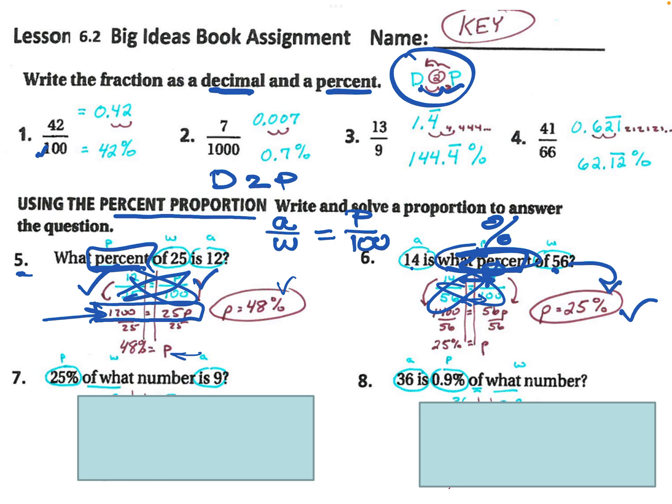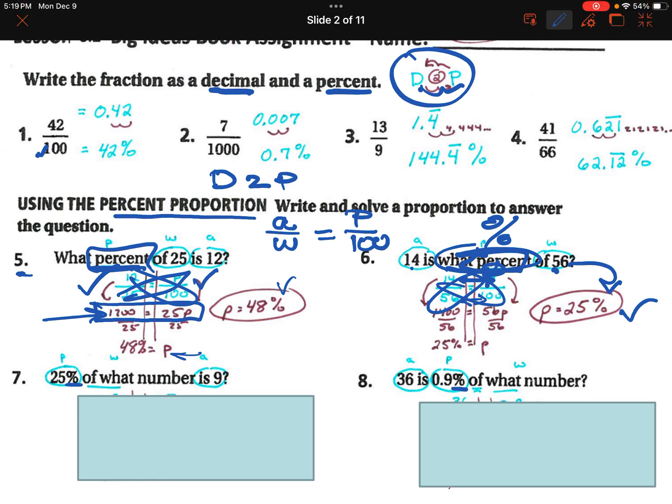If you look at numbers 7 and 8, or on your paper, I'm not sure what numbers they are, but the next two, they have percent signs in their problems, so you're not going to have a percent sign in your answer.